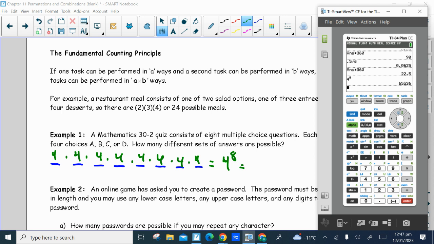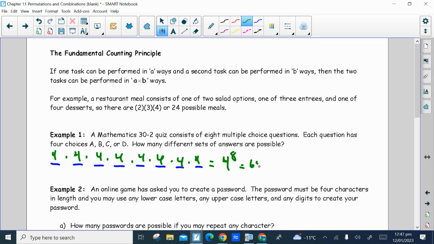And we'll get 65,536. So there's the answer. If you were to guess at every question, this is how many different possible answer sheets you could come up with. Big number.